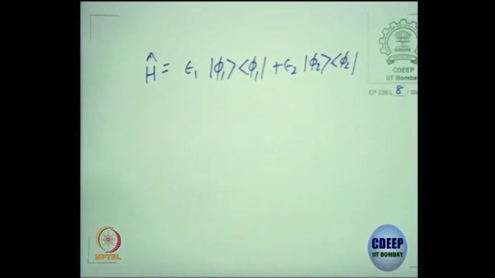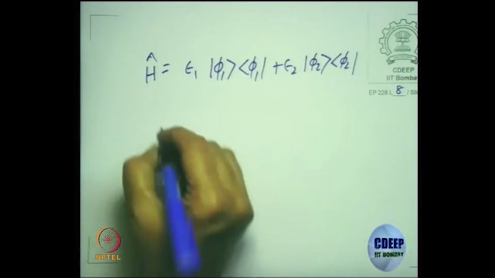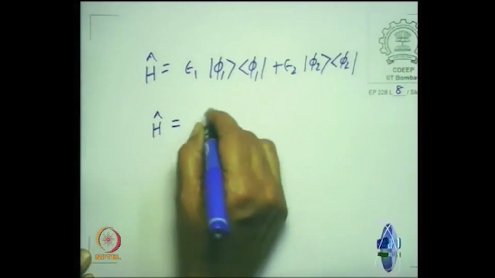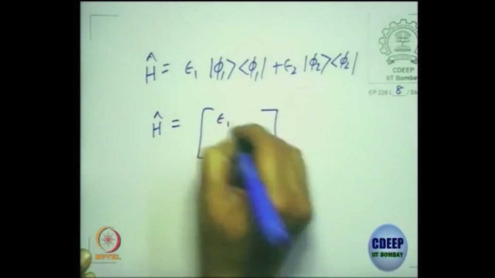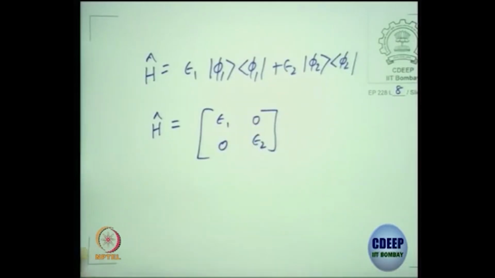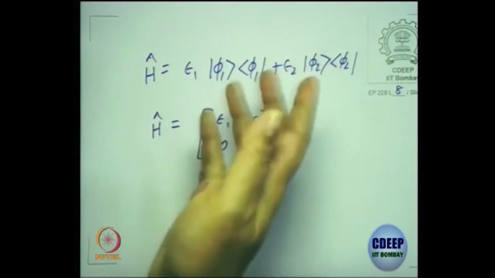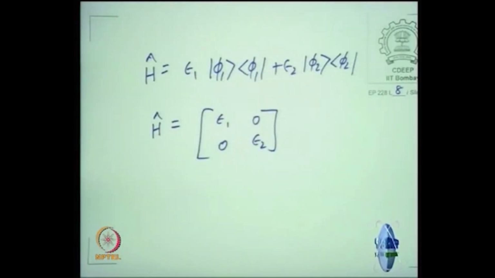What does this mean? These two are like the projection operators. There are no cross terms. So the matrix representation for this can be written as a diagonal matrix with the off diagonal terms being 0. So you need to be able to read, given any operator in this notation, what actually it means if you put it as a matrix representation. You should be able to read from there whether it is diagonal, whether it is off diagonal.